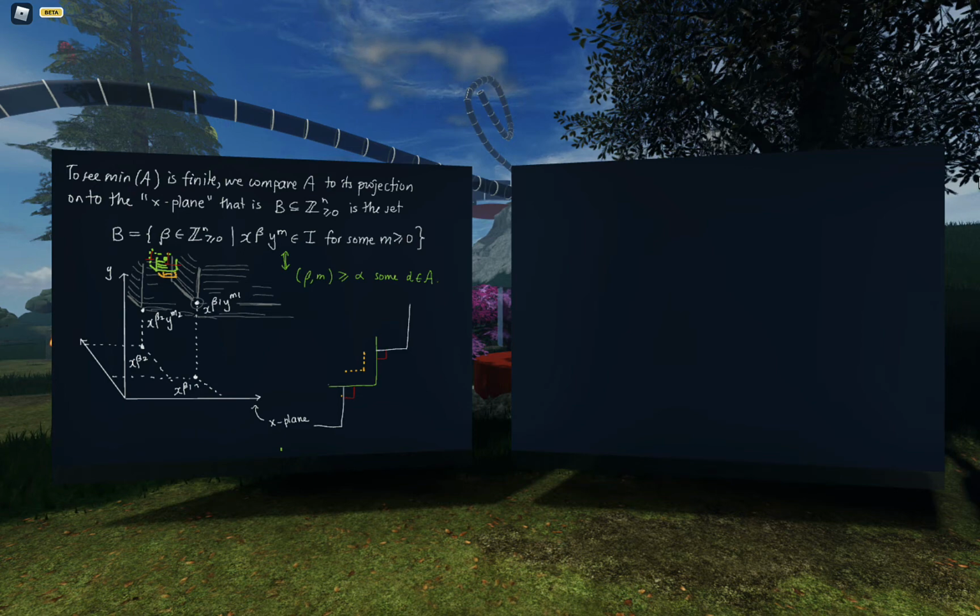Okay, so let's think about this projection. Maybe I'll fill in a little bit more in that picture just to put in the plane or the region. This is the shadow of the grey cube above x to the beta 1, and this is the shadow of the grey cube above x to the beta 2.